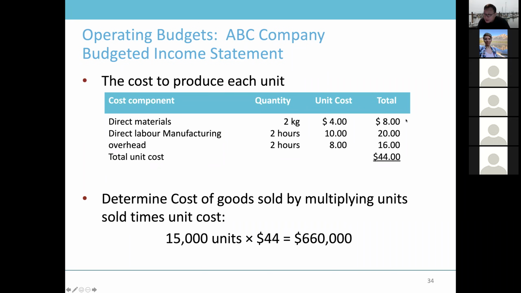When I add them together, that's my product cost. 8 plus 20 plus 16 together is 44, right? So for each unit, my product cost is 44, okay? And I know that if I sold 15,000 units, the cost of goods sold will be 15,000 times 44. That equals 660,000. 660,000, okay?